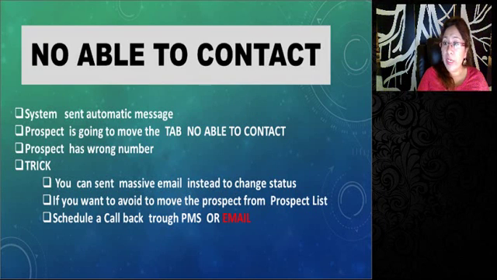Now when we put a person as not able to contact, maybe the number is wrong. If you change the status to not able to contact, the system is going to automatically send an email that lets them know we were trying to call them and that they could update their number on the system, or they could send us an email back. So basically that's an automatic email that the system generates when you change the status.